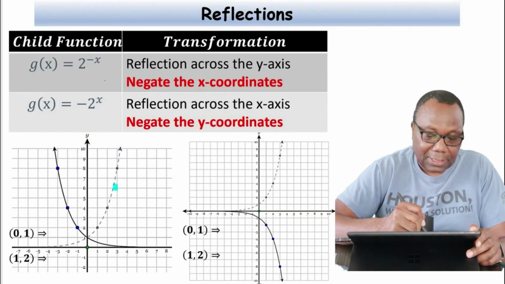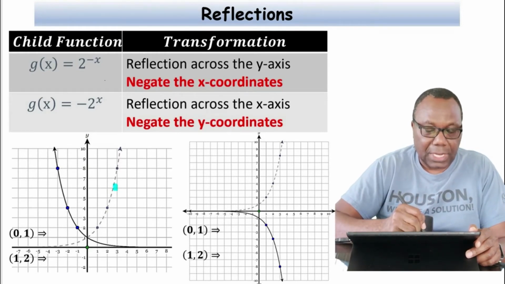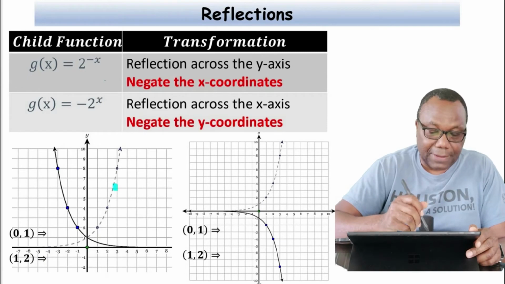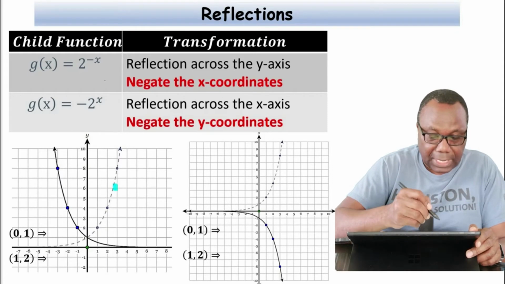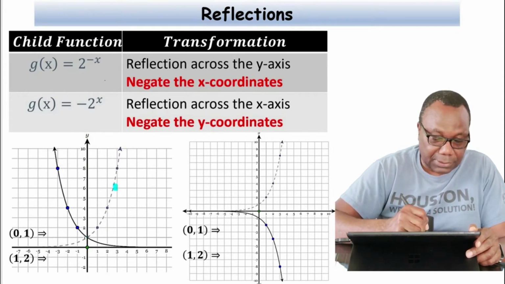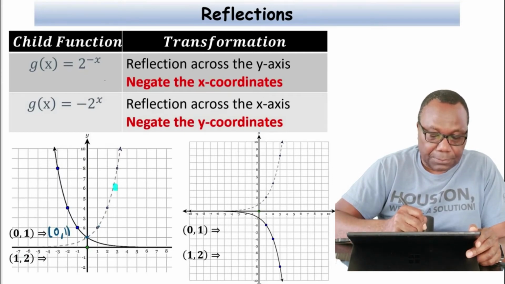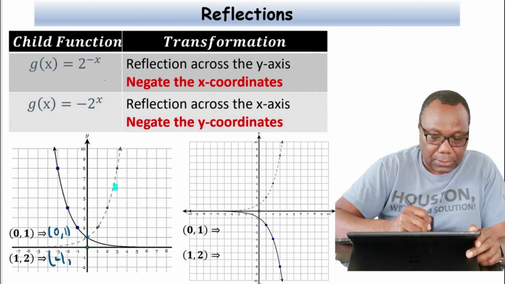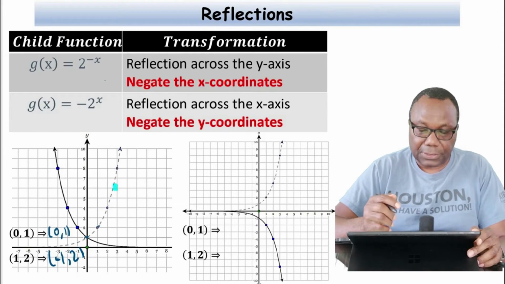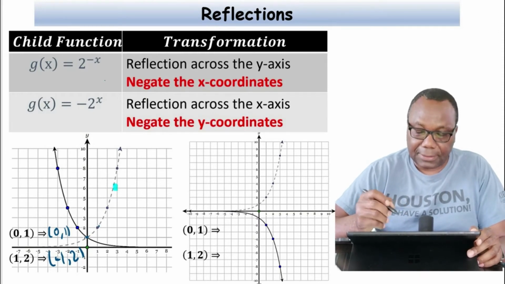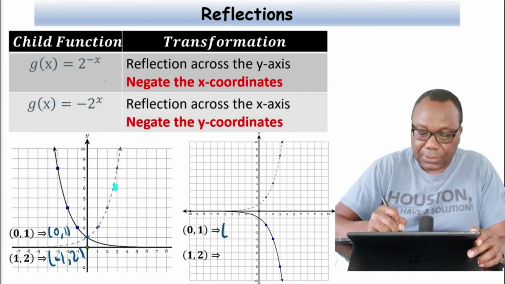So you can see that when you flip across the y-axis, only the x values are changing. The y value stays the same. So that's why 0, 1 here stays the same, 0, 1. But 1, 2 becomes negative 1, 2. So the x value is just flipped. It becomes the opposite. But when you reflect across the y-axis, the y values are going to stay the same. And the x value is going to be flipped.